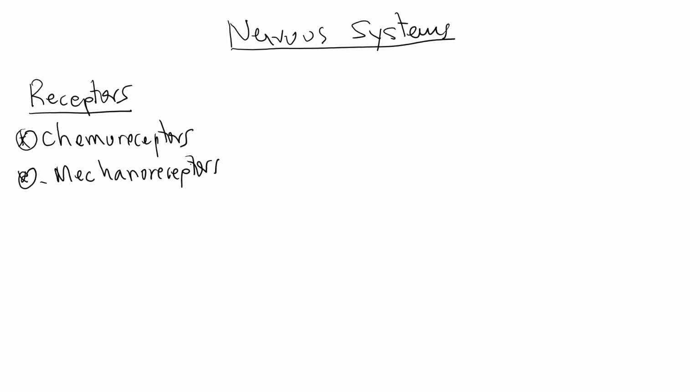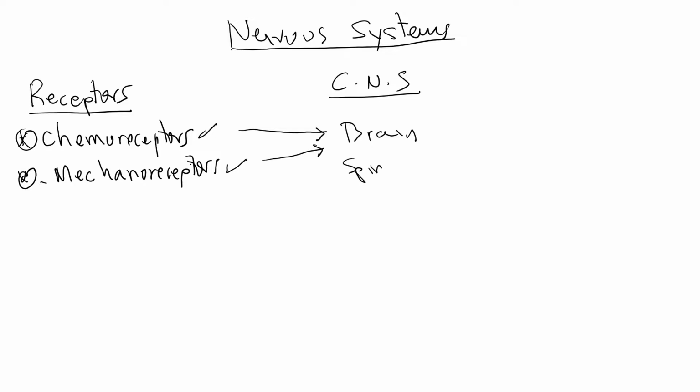Receptors in the GI tract are going to monitor the state of the GI tract as far as its chemical composition and the state of the organ as being stretched or relaxed. This information is going to be sent to the central nervous system. The central nervous system consists of the brain and spinal cord.